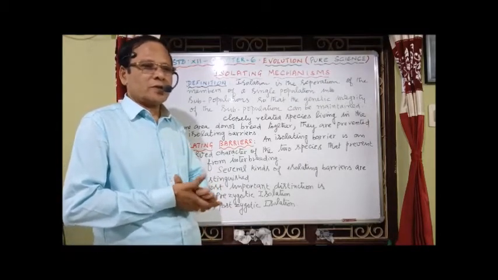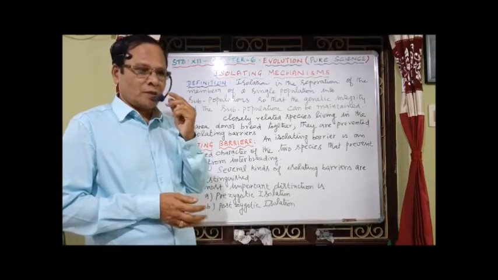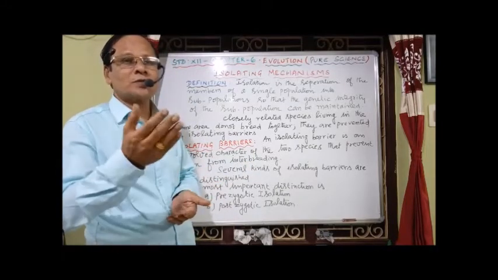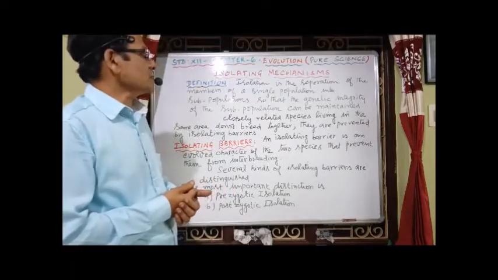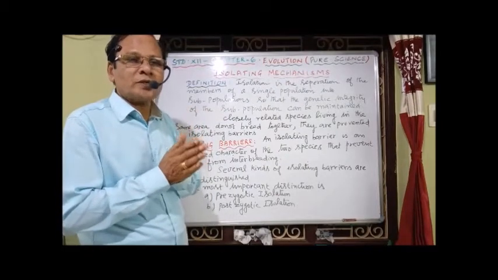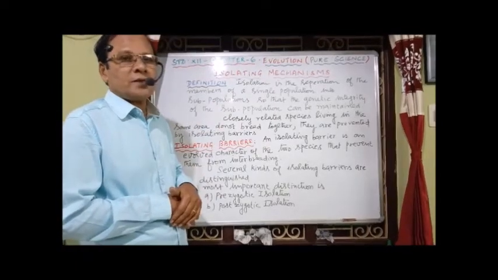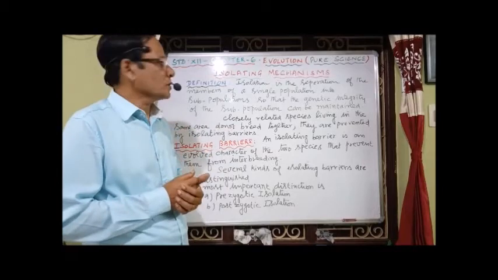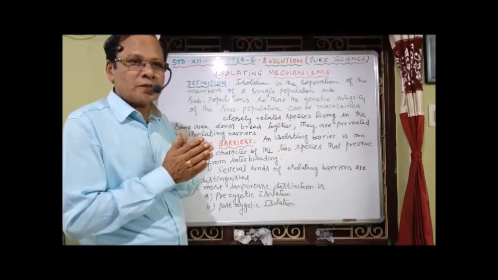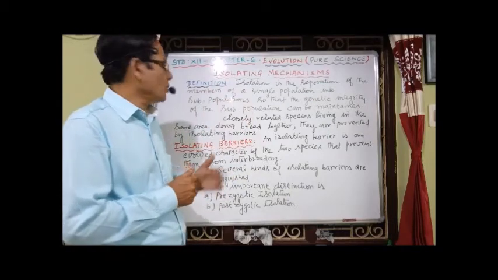What is isolation? Isolation normally results in the formation of some subspecies or subpopulations. And these are all the barriers. The isolating mechanisms are the barriers responsible for the formation of new species. What is isolation? Isolation is a separation of a single population into many subpopulations, so that what will happen? The genetic integrity of the subpopulations can be maintained.